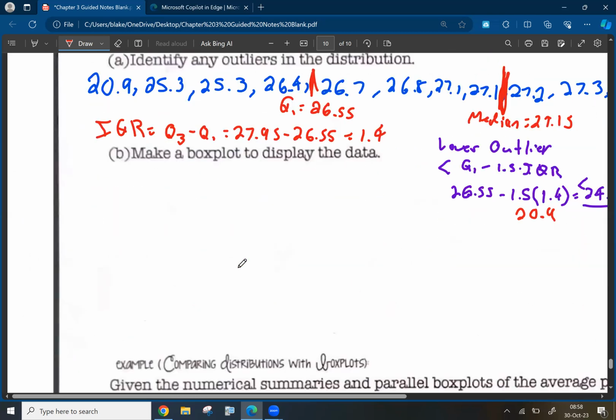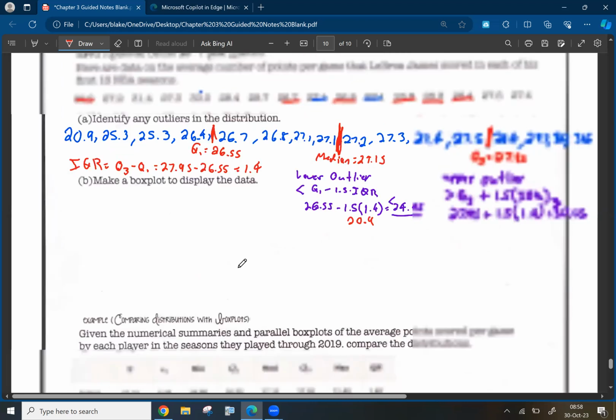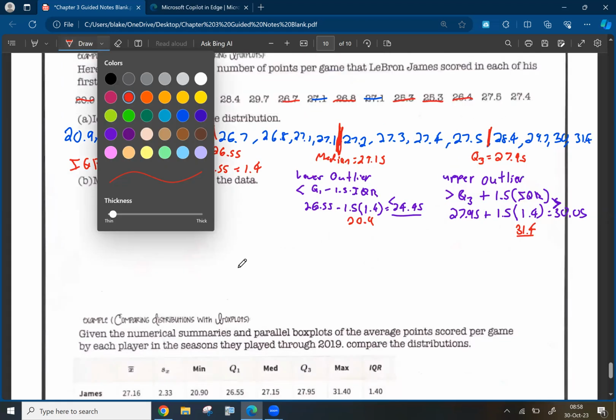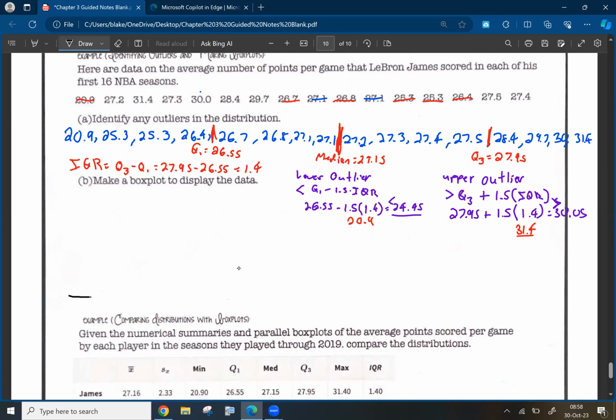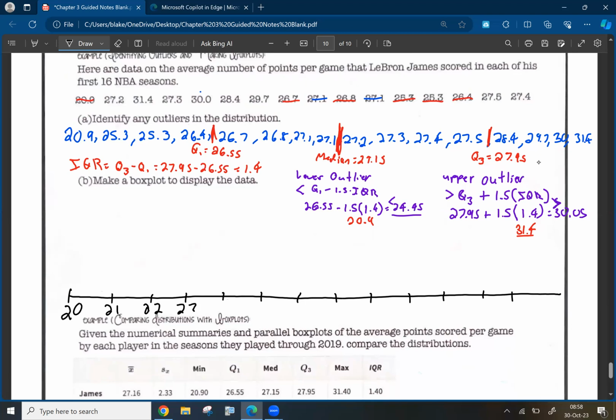Now we're going to make a box plot. To make a box plot, we're going to start by drawing a number line. And this number line is going to go from 20 to, oops, not 30, 20 to 32, because our data goes from 20.9 to 31.4. So 1, 2, 3, 4, 5, 6, 7, 8, 9, 10, 11, 12. All right, that should be good enough. 21, 22. Just number these real quick.